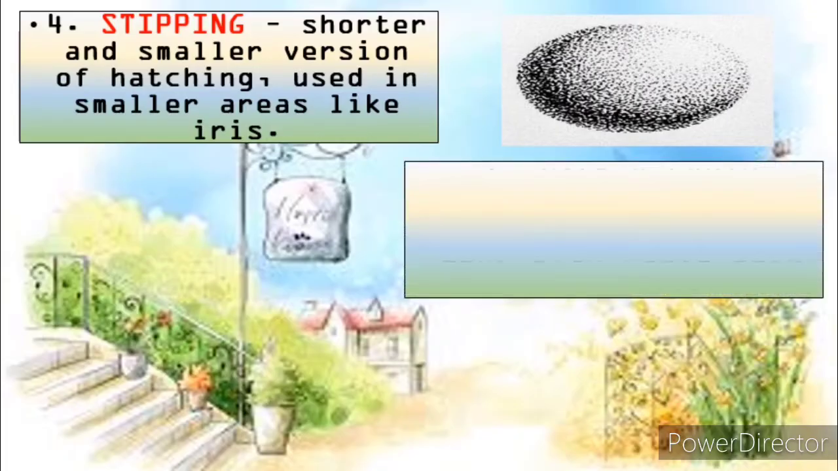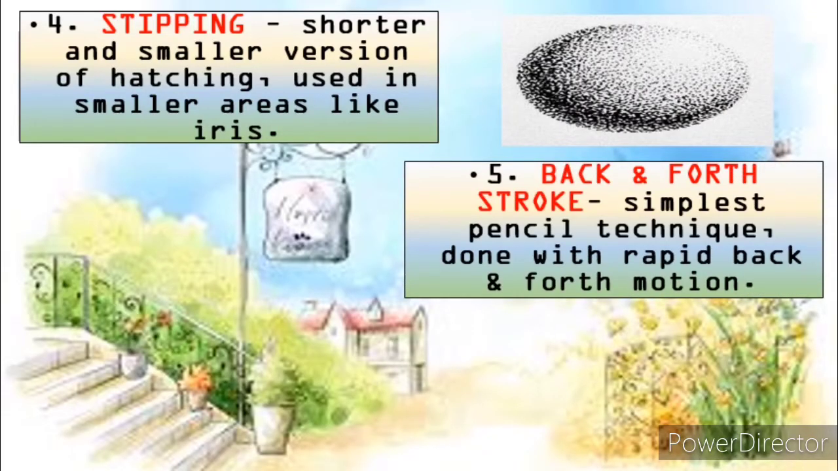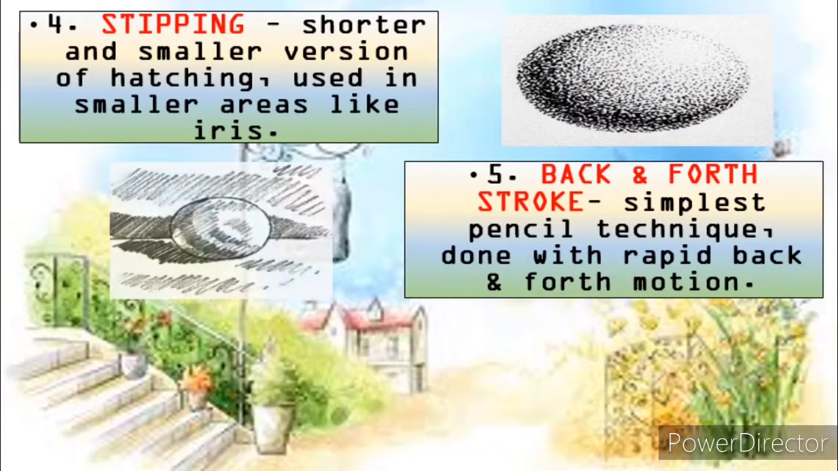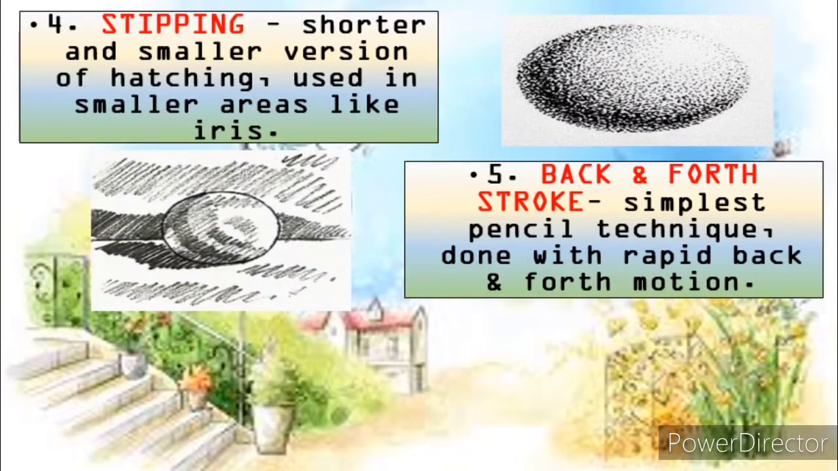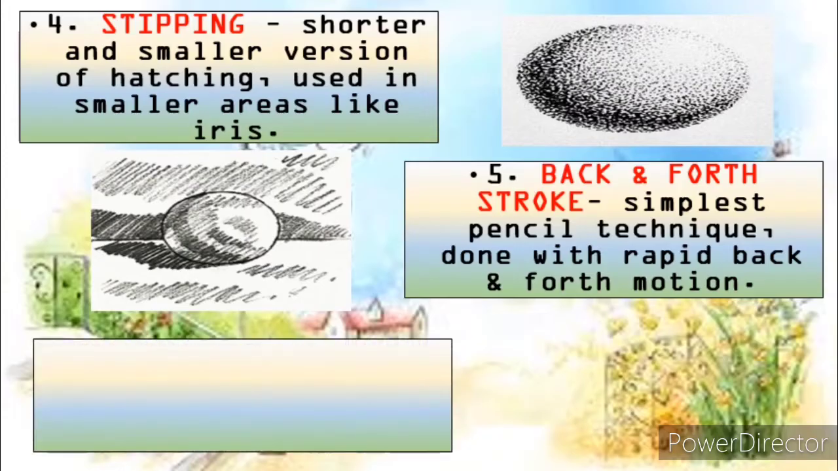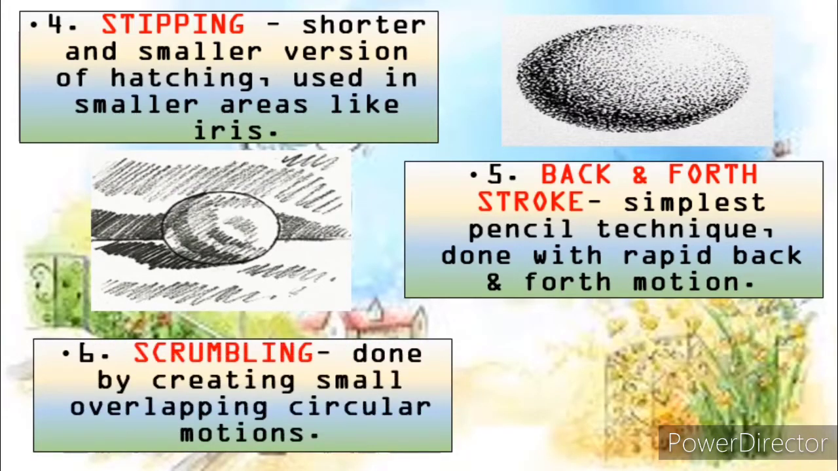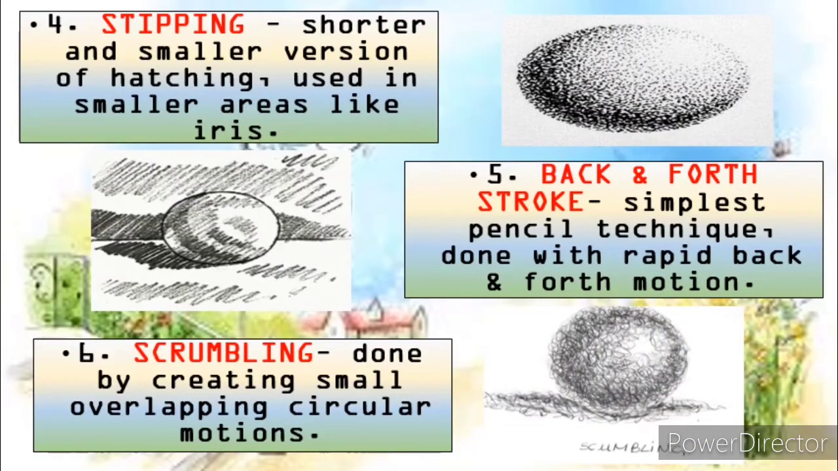Number 5, back and forth stroke. It is the simplest pencil technique. This is done with a rapid back and forth motion towards the same direction. Number 6, scribbling. It is done by creating small, overlapping circular motions. Tip: practice controlling the movement and pressure of your pencil to create an excellent pencil shading effect in your drawing.